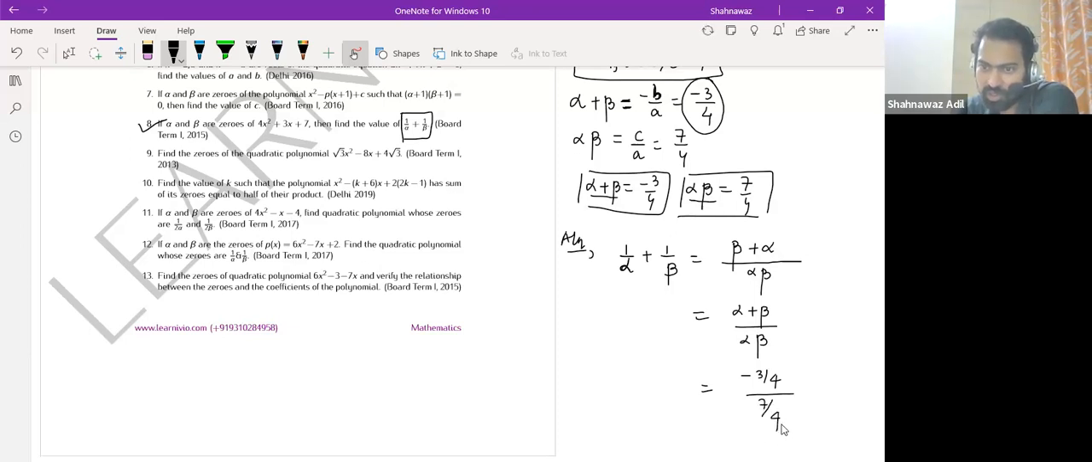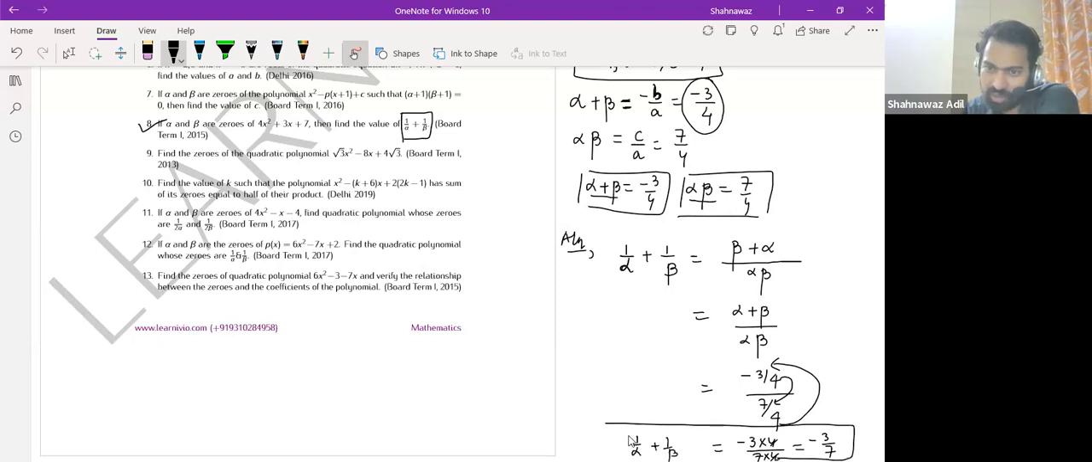Right. So this 4 goes in the numerator and this 4 comes in the denominator. So I have minus 3 into 4 divided by 7 into 4. So 4 cancels and I have minus 3 by 7. So 1 by alpha plus 1 by beta is equal to minus 3 by 7. Clear, everybody?